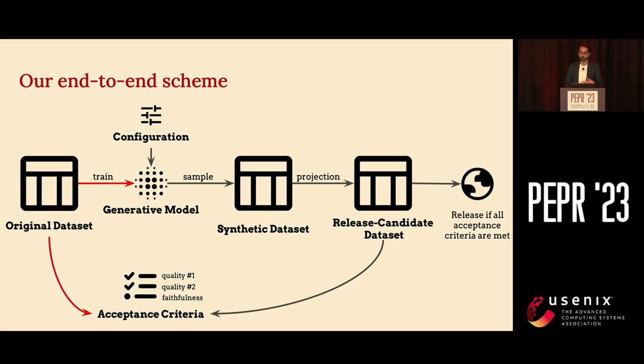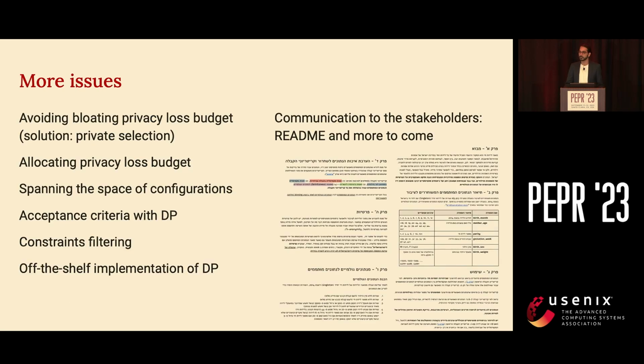If I run it multiple times until it passes all the acceptance criteria, I will have a meaningless privacy loss budget. But we use private selection to address that. There are also questions of how to allocate the privacy loss budget, what the space of configurations is, what the acceptance criteria are and how to design them, and more other issues. And of course, communication plays a role here.